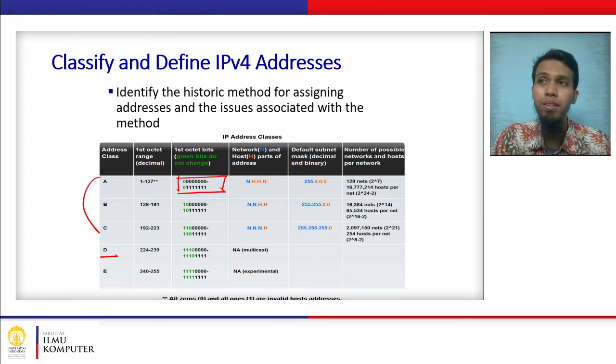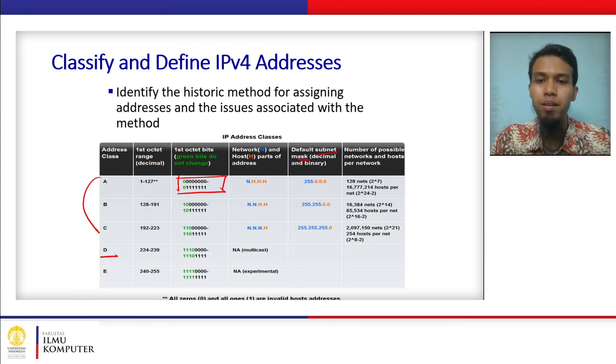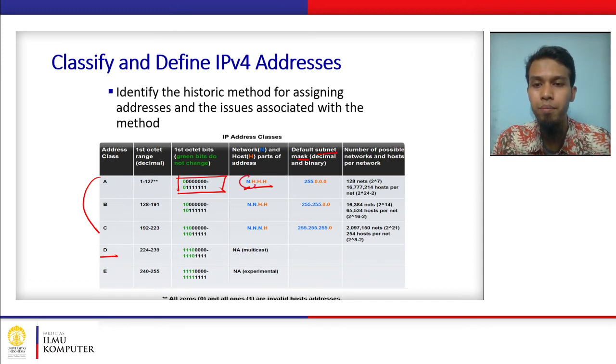Now there is also another thing which we'll talk about, called the subnet mask. We haven't defined this yet, but we already defined that there is a network part and a host part. For class A, the network part is 8 bits, and the host part takes 24 bits. The first octet is for the network part.